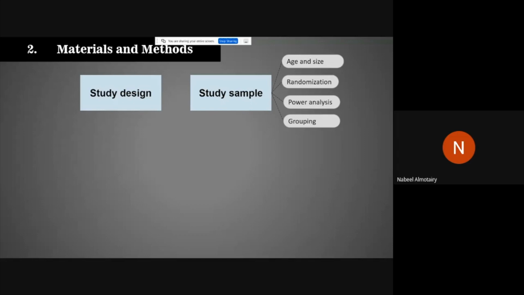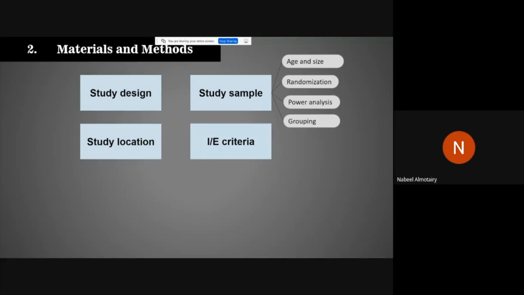And I think most journals now require a power analysis statement to justify the number of participants that you have chosen in your study. And also if you have multiple groups, you should write information about that. Okay, and then you could also write the study location. For example, the sample was recruited from the dental clinic at Qassim University, Saudi Arabia. And then you could also write the inclusion and exclusion criteria that you applied for your sample.